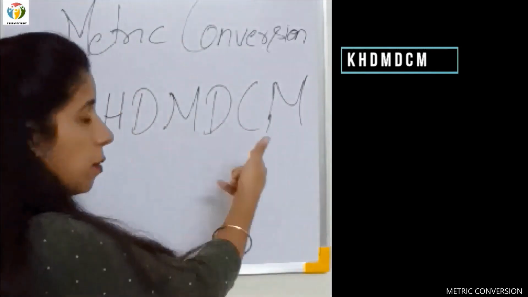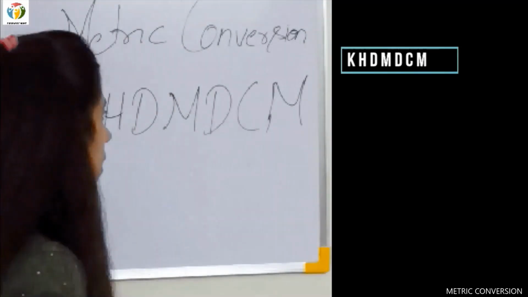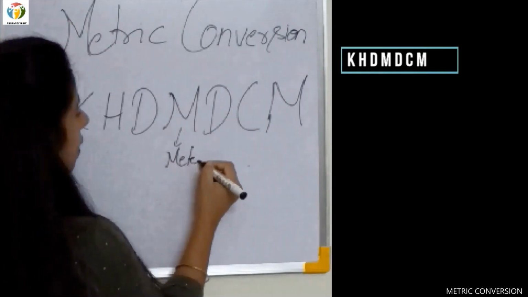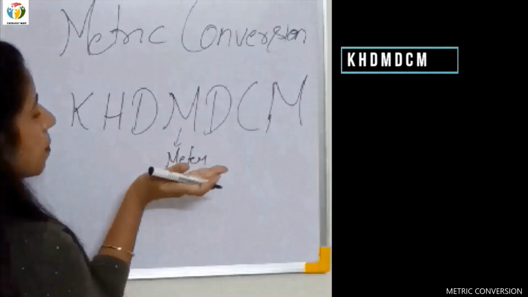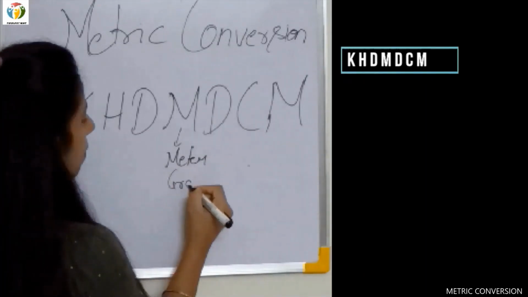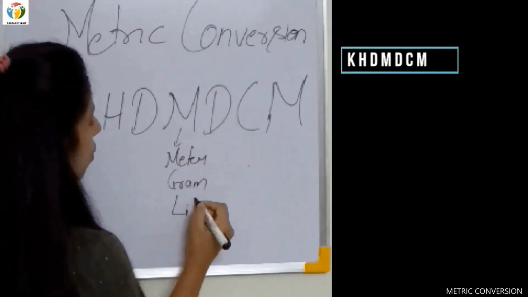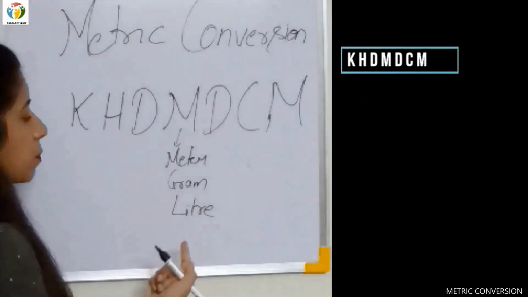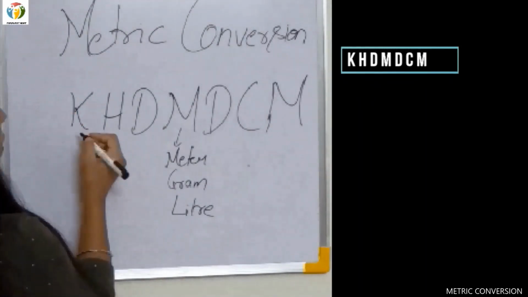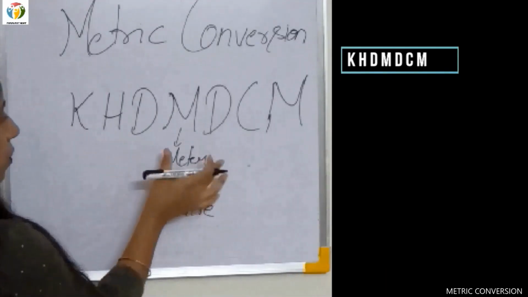The first thing you should be aware of is what this acronym actually means. M stands for meter, that is, it acts as a base unit. You can also interchange that meter with gram or liter and many other base units like this. Now these others are the prefixes of the base unit.